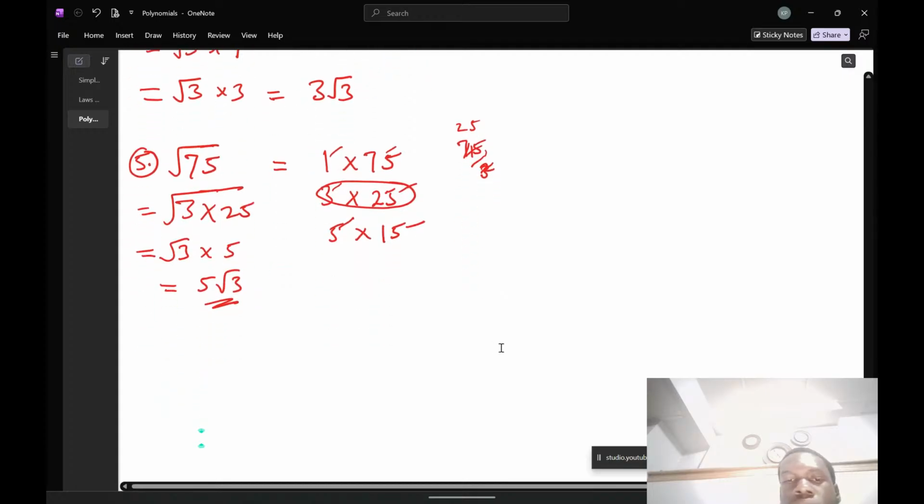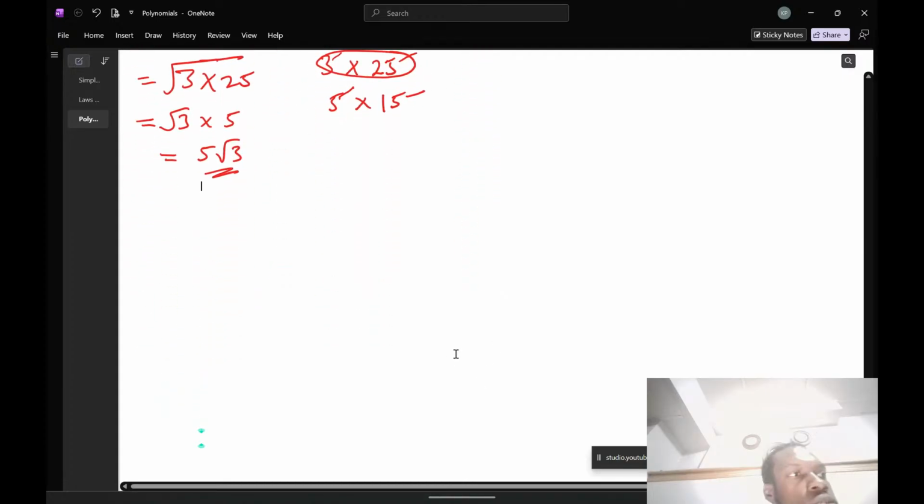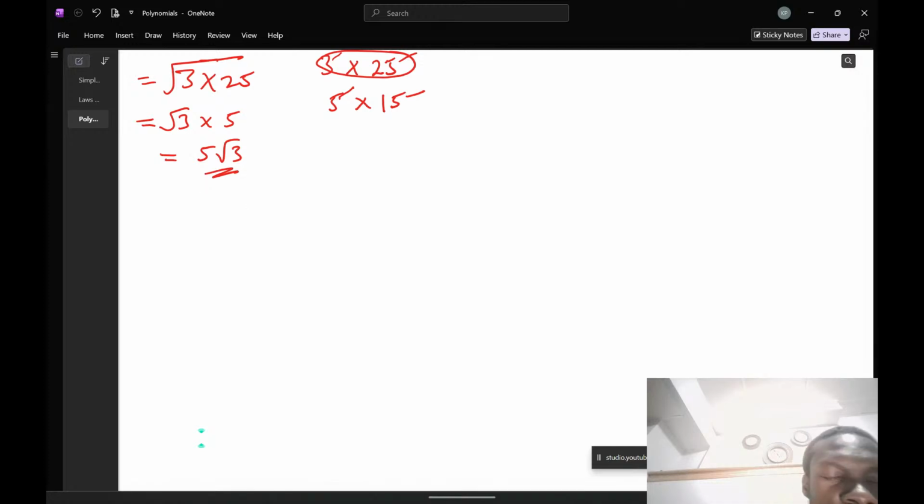So now I'm going to be talking about conjugate surds. Let's talk about conjugate surds. Okay. So we're talking about conjugate surds now.